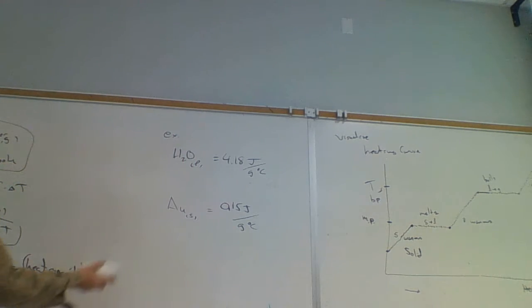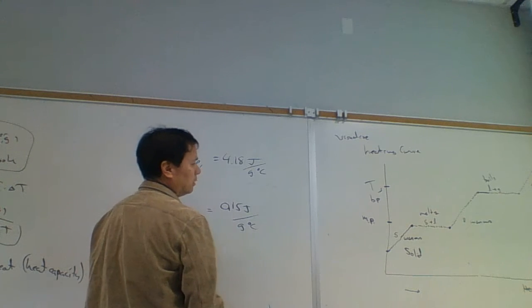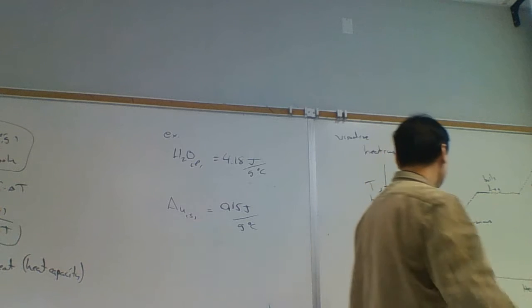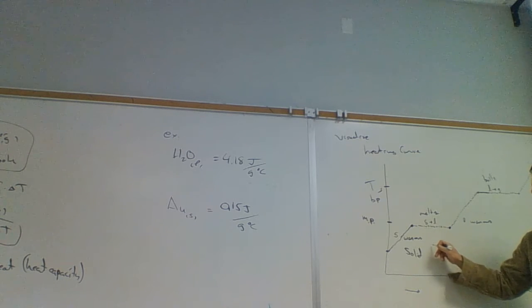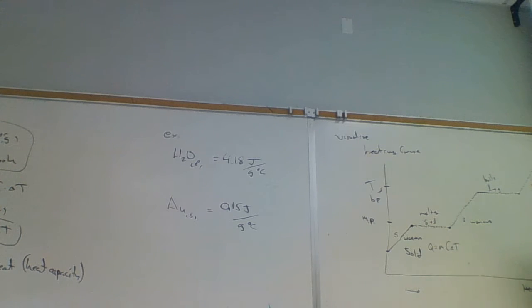Well, this is not the generic equation. Let me write it here. So actually, on this chart, let's take a look here. If the solid warms here, then the equation we use is Q equals mc delta T. If the liquid warms, then the equation we use is Q equals mc delta T. If the gas warms, the equation we use is Q equals mc delta T. The only difference is the c here. This would be the specific heat for the solid. This would be the specific heat for the liquid. This is the specific heat for the gas.